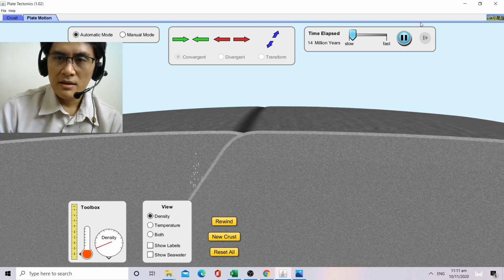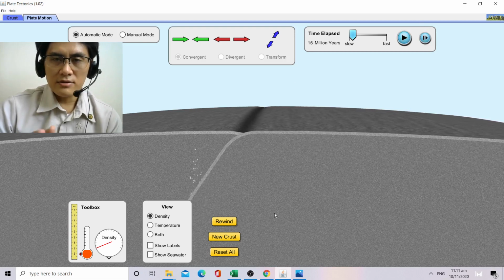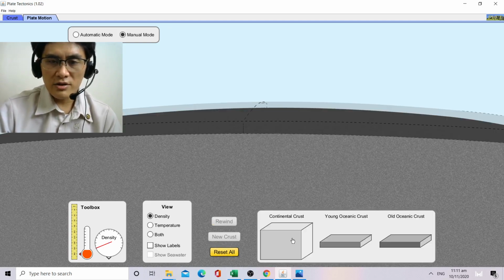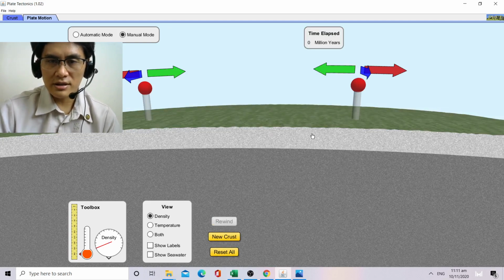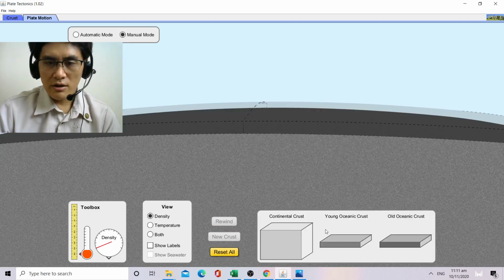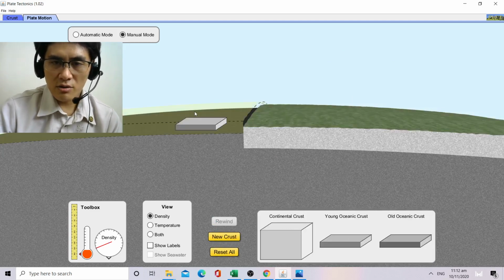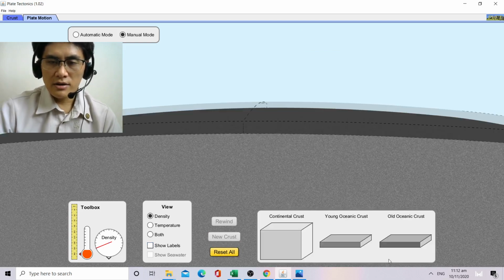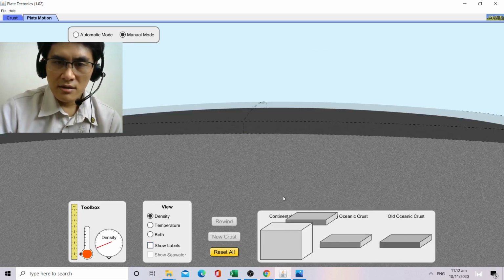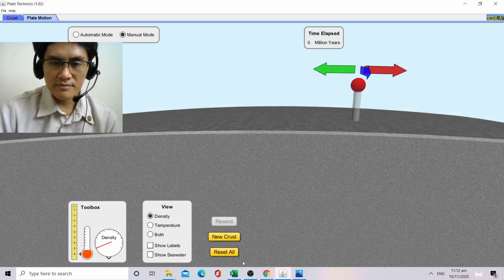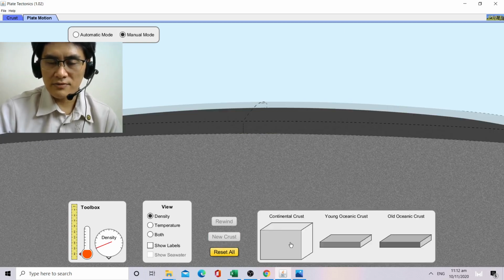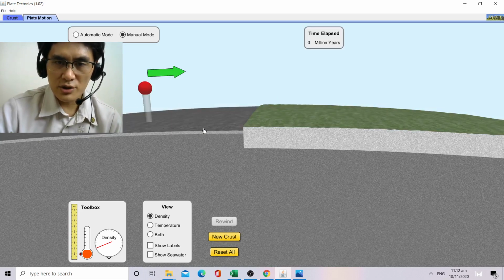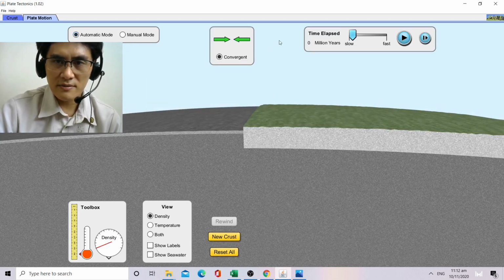Okay, so those are the three cases of convergence. So you have again continental versus continental. You can also have continental versus oceanic. Then you can also have oceanic versus oceanic. By the way, just to satisfy the curiosity of some other people, I have continental and young oceanic versus young oceanic. Let's see what happens.